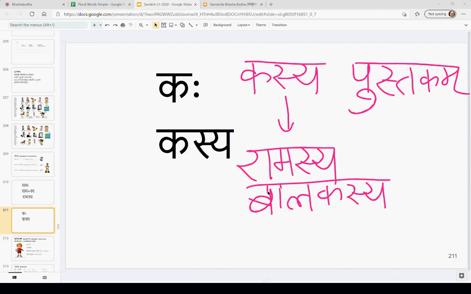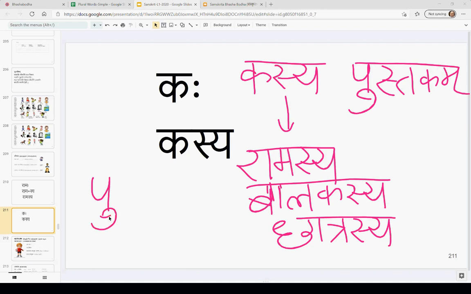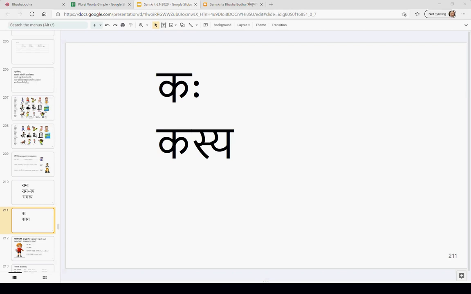Let's look at simple ones. Chatrasya. Chatra is a male student, boy student. Chatrasya. And what is that? Putrasya. All these are examples. Or shikshakasya. Shikshaka is a teacher. Shikshakasya pustakam asti. So these are different examples, and this kasya is a pullinga question word.